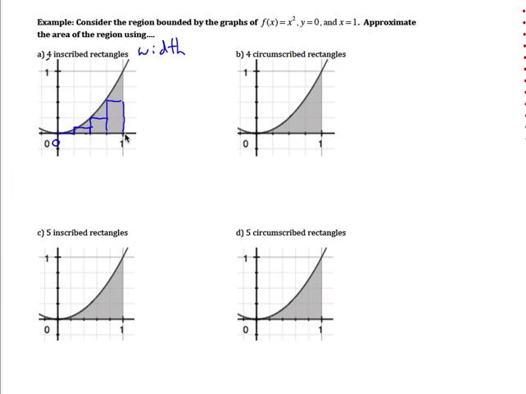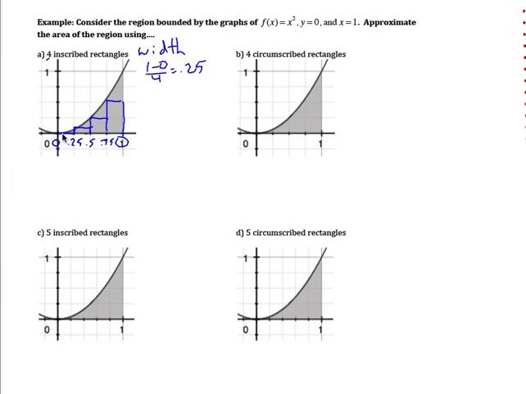Find our width here. We have our right interval of 1 and our left interval of 0. We're dividing that into 4, and so we get a quarter, or 0.25. So what that means is we're going to start at 0, and then we're going to take our x value at 0.25, and then at 0.5, and then 0.75.